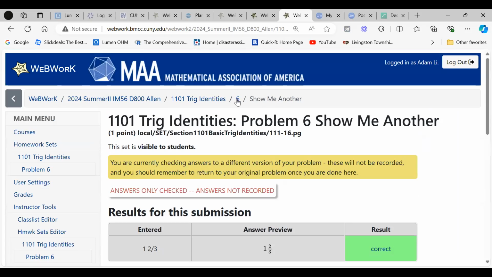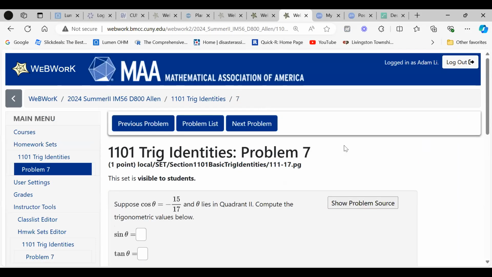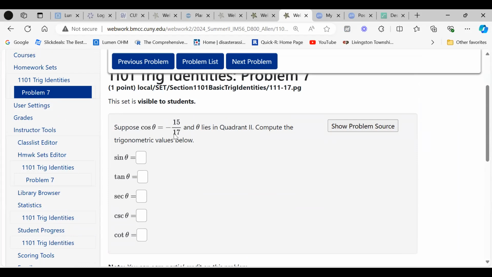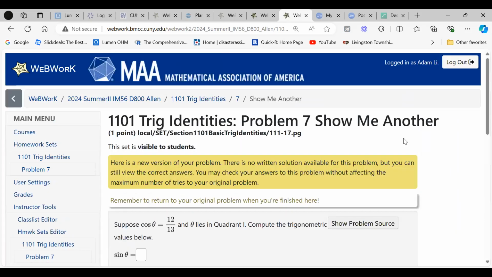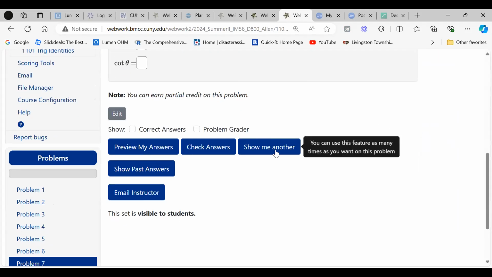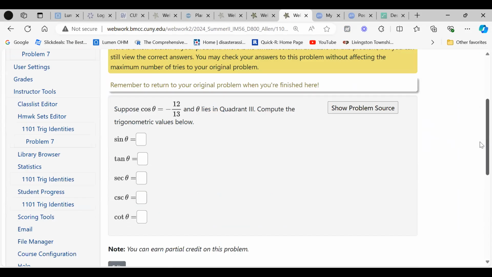So let's see, next question. We are given this cosine theta, and you want to find out the rest of the values using these identities. Quadrant one, no, that's not the right quadrant, it's quadrant three. Okay. You guys try this, right? See if you can figure out how to solve this. You know cosine, you know sine, you know tangent, and you know the rest of them. Okay.